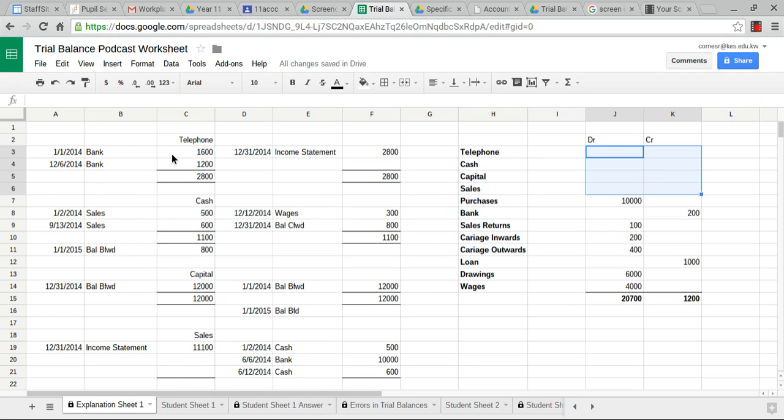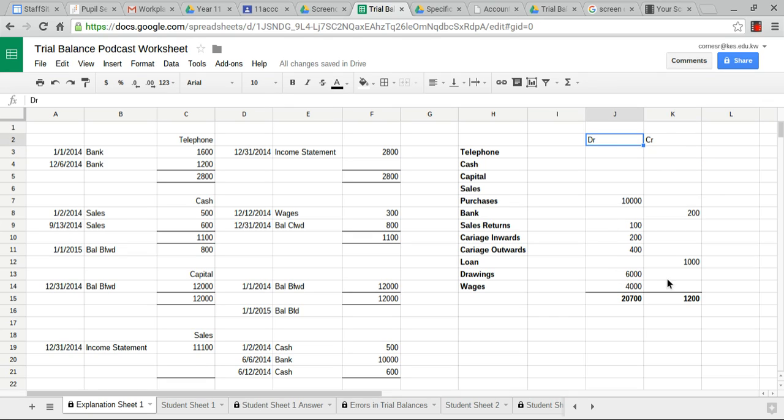What I'm going to go through today is the trial balance. The trial balance is quite a simple document that the business uses, and it basically lists all the balancing figures from all the individual ledger accounts, and it lists them as either debits or credits. It's relatively straightforward because it follows double entry.